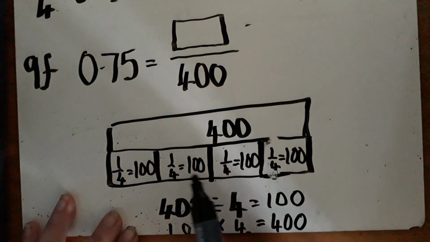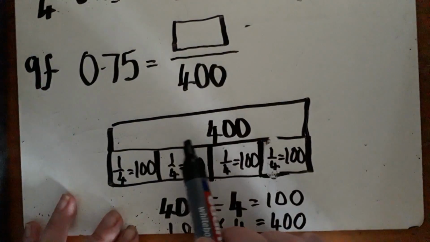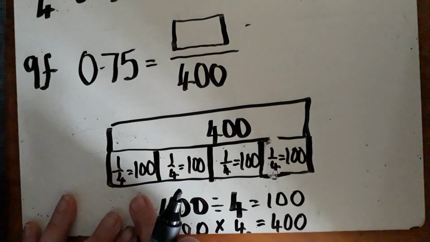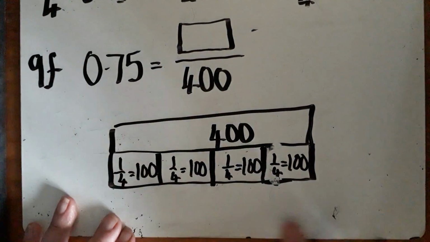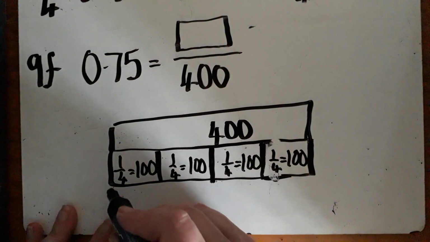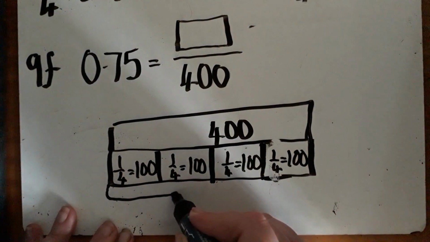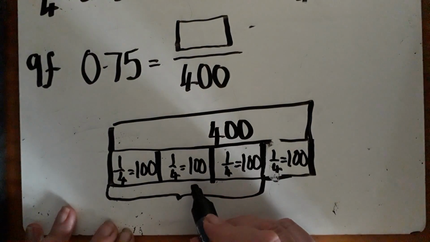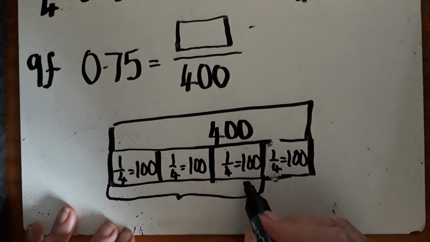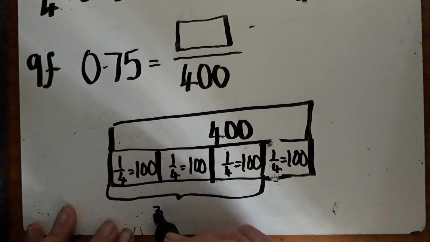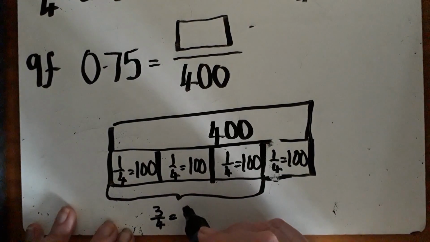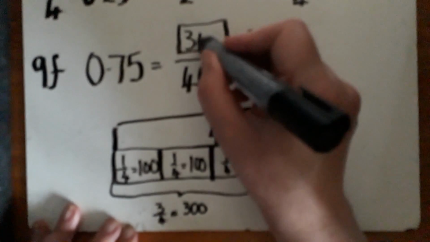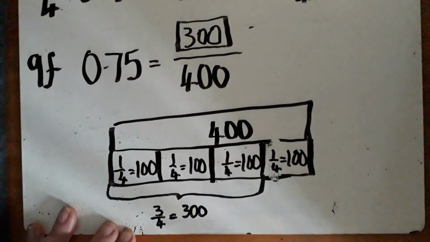And we know that we need 3/4 because 0.75 is the same as 3/4. So I'm just going to rub that bit out again. So that quarter is worth 100, that quarter is worth 100, and that quarter is worth 100. So 3/4 is the same as 300. So our missing numerator is 300.